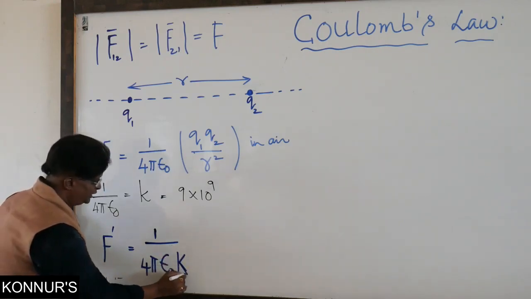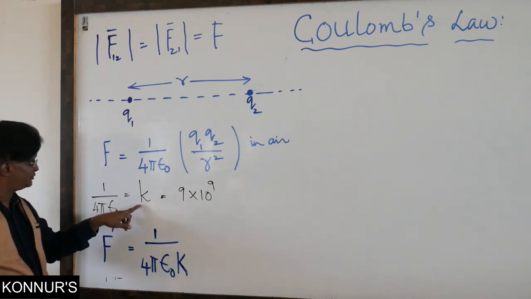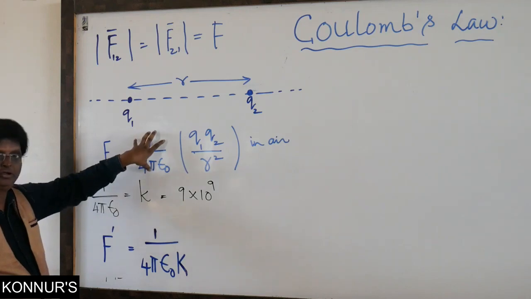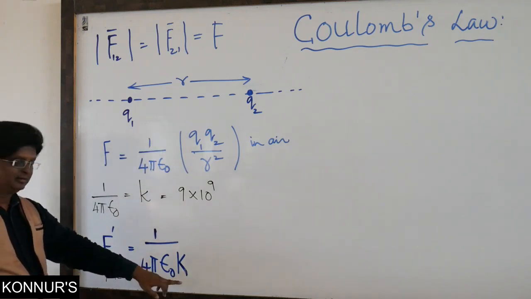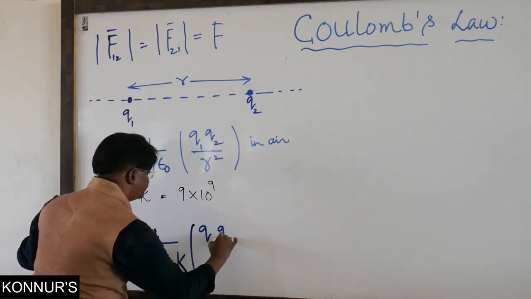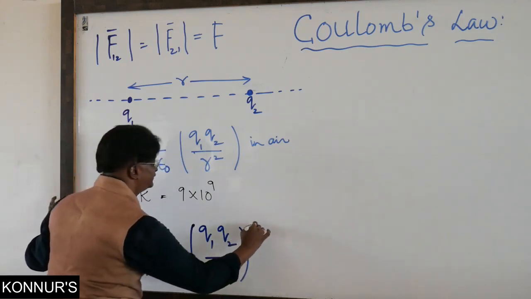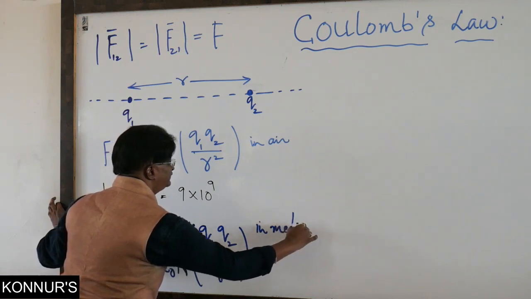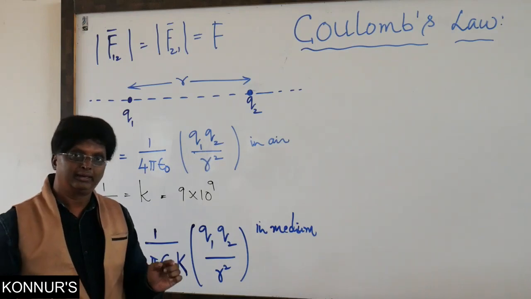See, capital K. Don't confuse it with the other one. I have taken small k as 9 into 10 raised to 9, which is 1 by 4 pi epsilon naught. Whereas here I am writing capital K times the same Q1 Q2 by R square. This is in a medium other than vacuum or air.